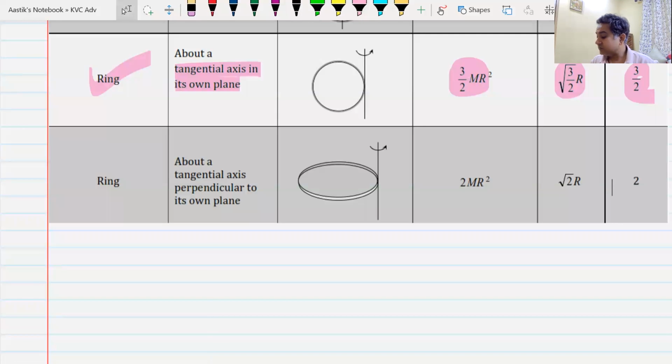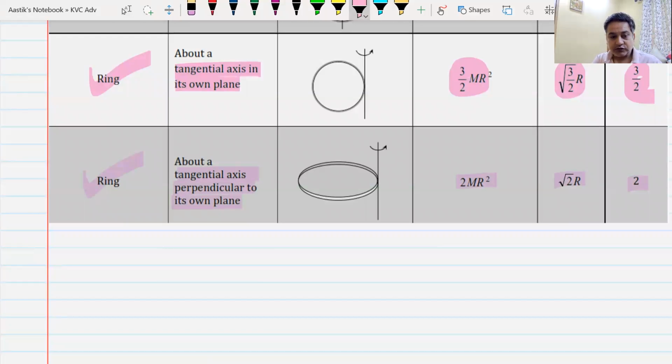Then again the ring about a tangential axis perpendicular to the plane. 2 mr square, we have already calculated this. Yes or no? Yes, sir. This is about this. I hope you are able to understand this. Yes or no? Yes, sir.